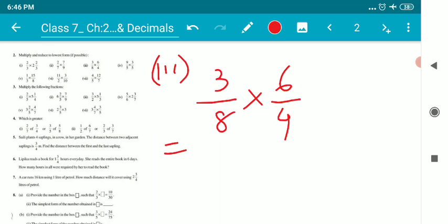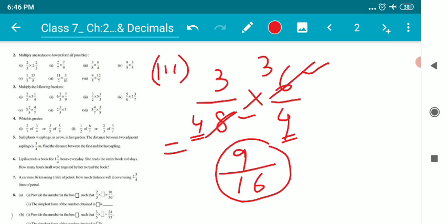Yes children, I know what you are all thinking. 6 and 8 can be reduced. If we cancel with 2, 3 2s are 6 and 4 2s are 8. I'm cancelling 6 and 8 with 2. So finally this 3 and 3 will be multiplied, and this 4 and 4 will be multiplied. 3 3s are 9, and 4 into 4 results in 16. I got 9 by 16. Children, this is already a proper fraction. We don't have to do anything with it, and this one cannot be converted into mixed fractional form, because a mixed fraction only comes from an improper fraction. As it's proper, I can't do anything with this.